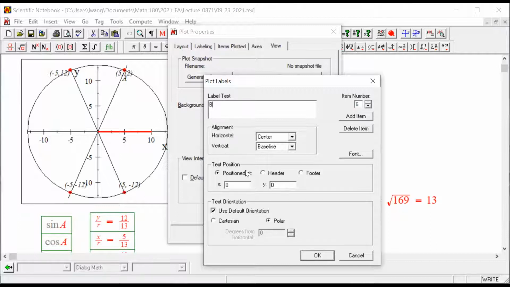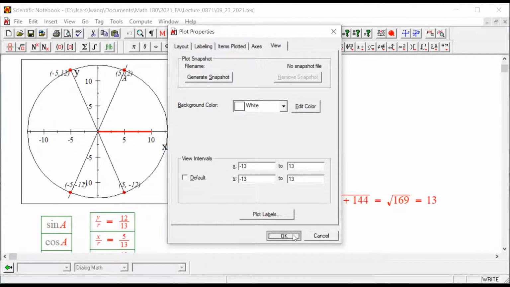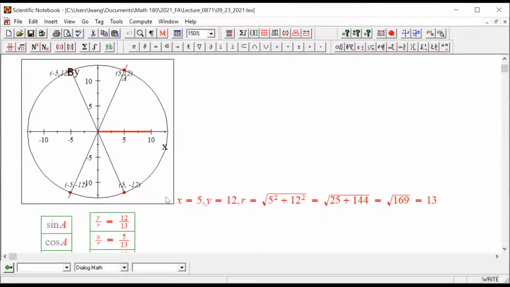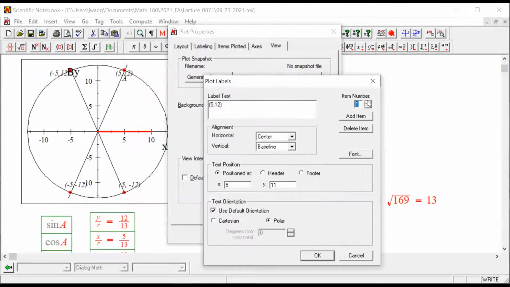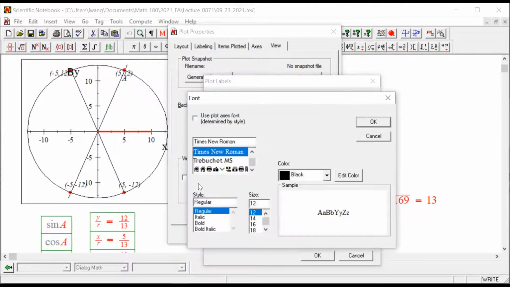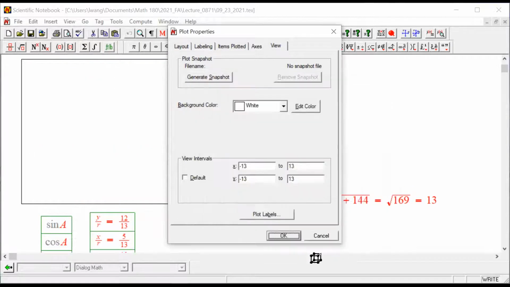Point B, which is going to be that. That's a B point. Oh, that's too bold. I'm going to make it lower. And the fonts. B point.